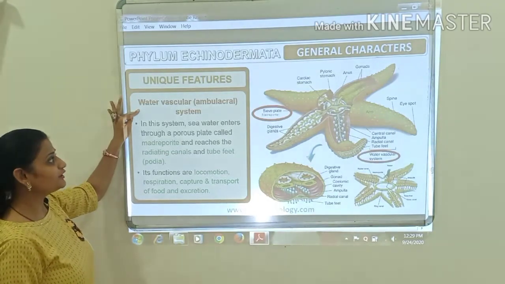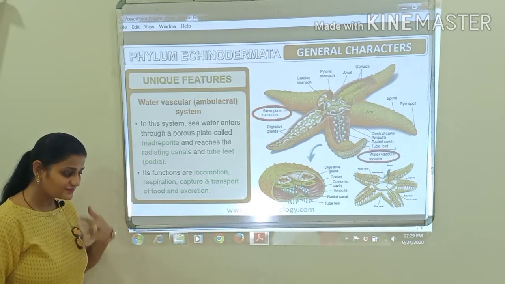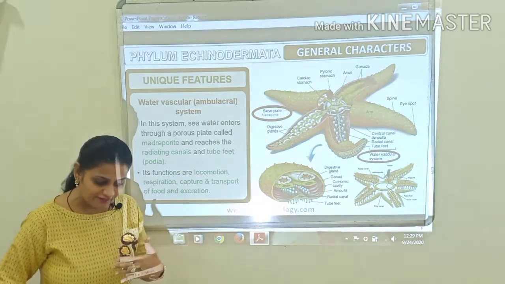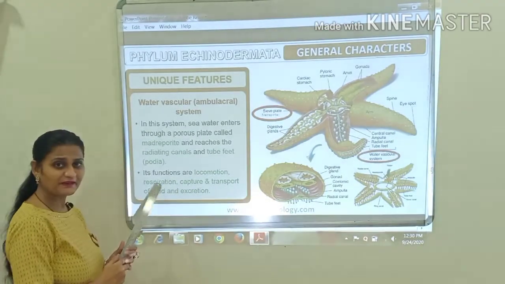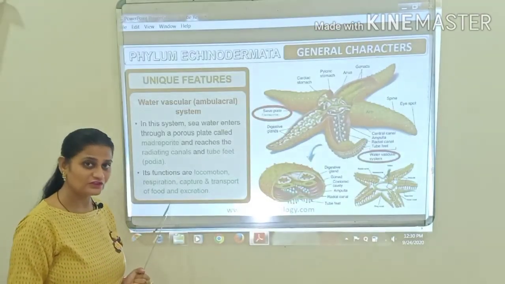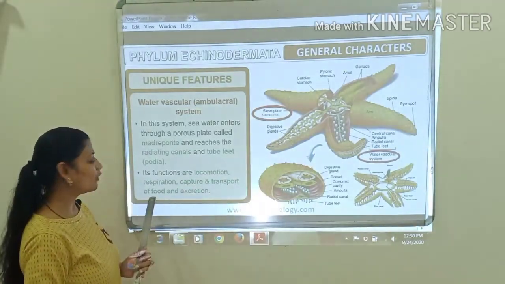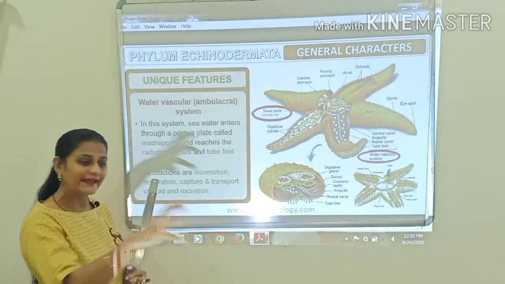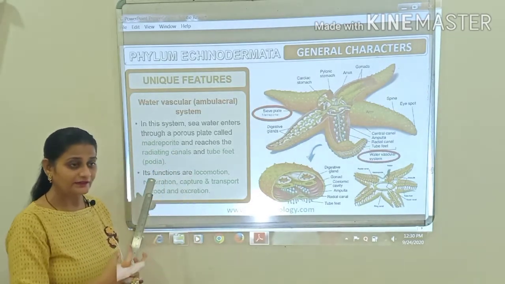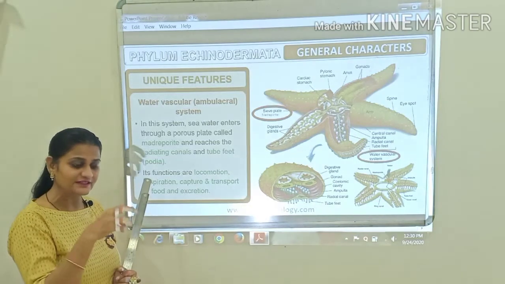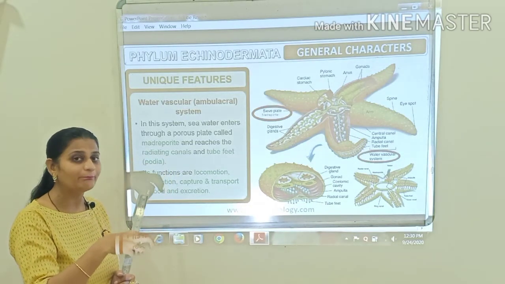And function of water vascular system is it helps in locomotion, that is changing its position, moving from one place to another place, for respiration, that is for the exchange of gases, okay, for capture and transport of food, ठीक है. फूड को कैप्चर करने के लिए, फूड को लेने के लिए, जो प्रे है, ठीक है, they are the predators, they eat the small fishes and small insects which are called the prey, right?